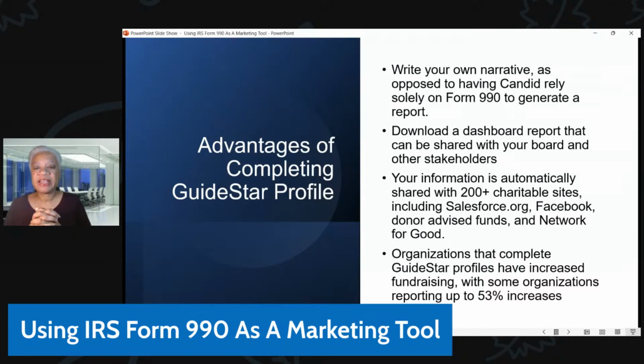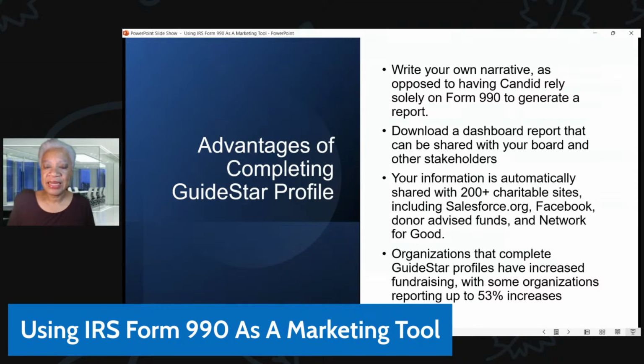Another advantage is the fact that your information is automatically shared with 200 or more charitable sites, and that includes Salesforce, Facebook, donor advised funds, and Network for Good. And again, there's 200 sites that your information would be on, so again, you're marketing in your sleep. So it's really important that you present yourself in the best light.